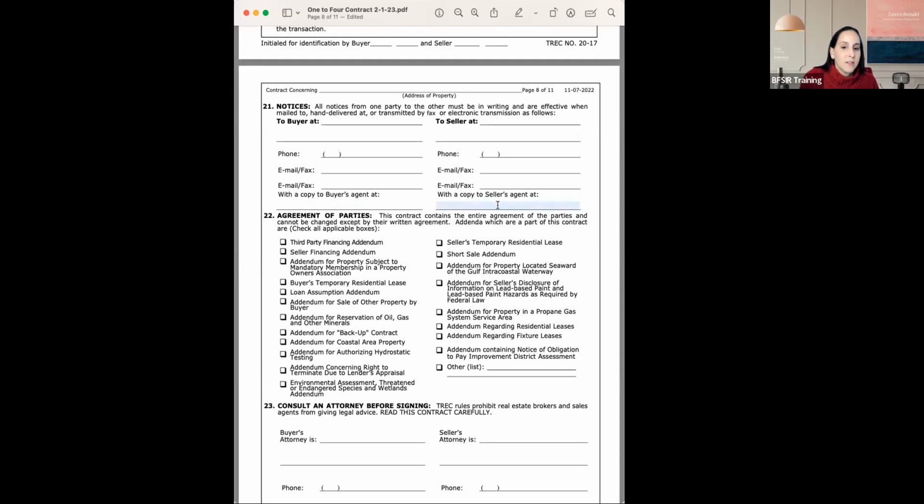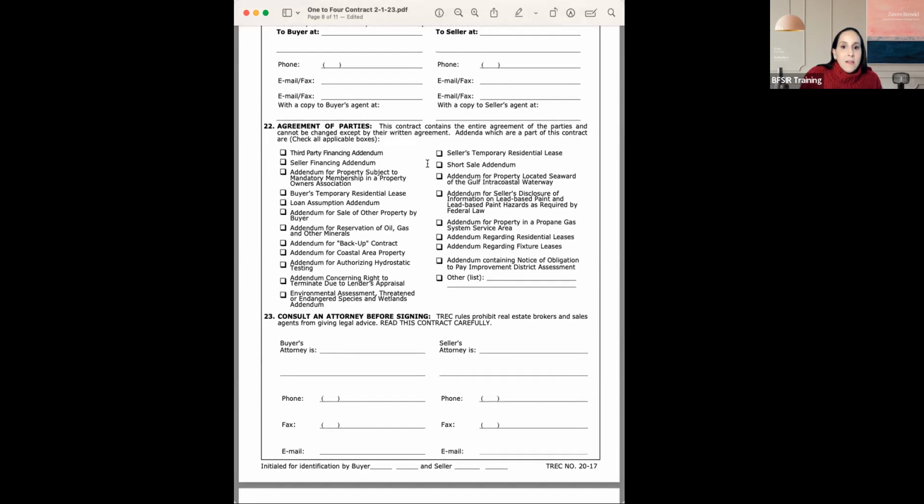My point is, please just don't leave it blank. At minimum, when you're writing an offer, put your email and the listing agent's email, and preferably you would include your client's email as well so that legal notice is given that way. And then be really mindful when you're giving actual legal notices in the contract, who you're sending it to. Does that make sense?